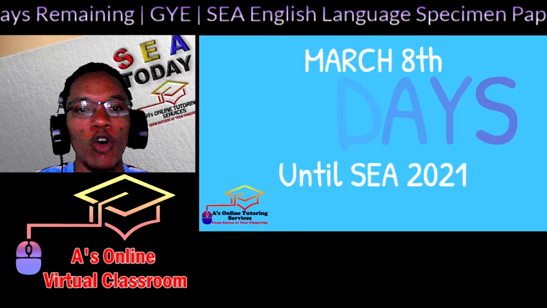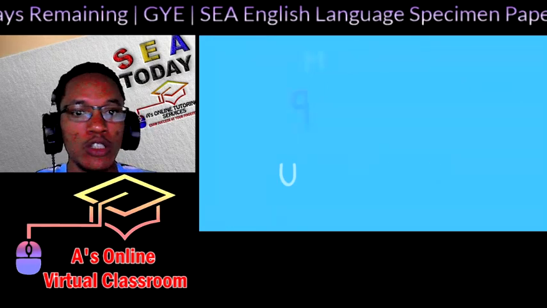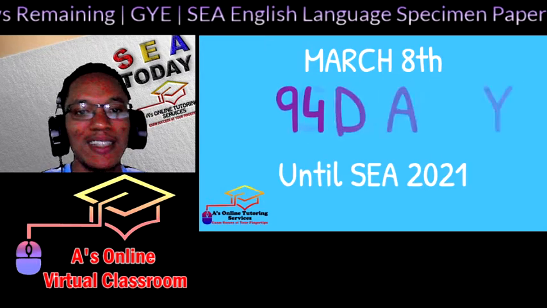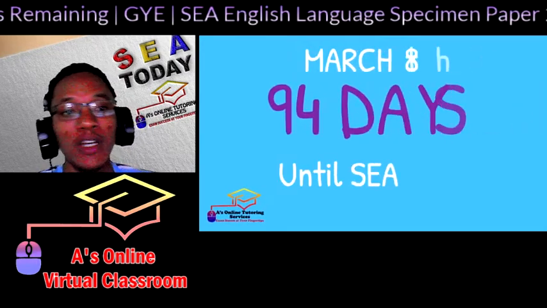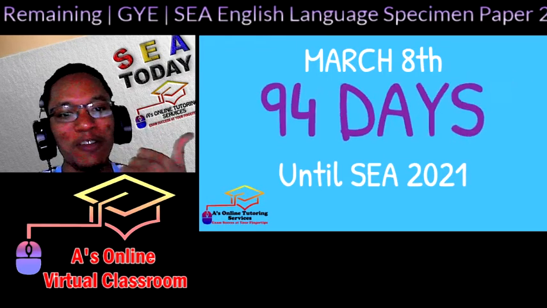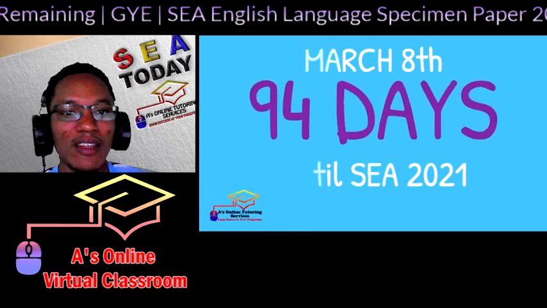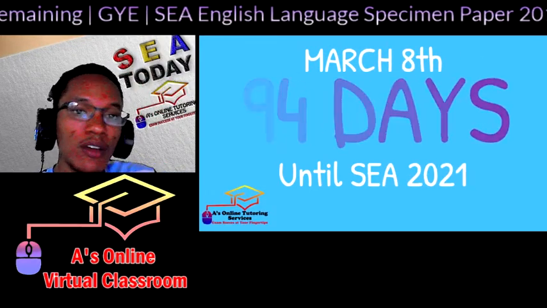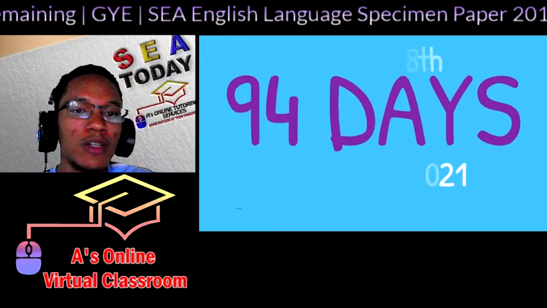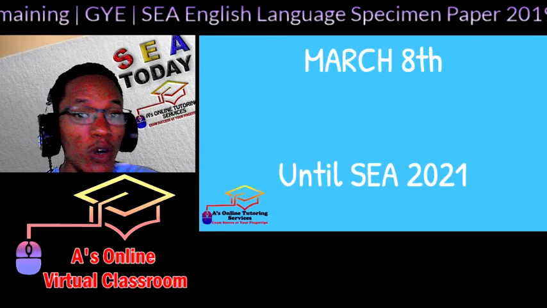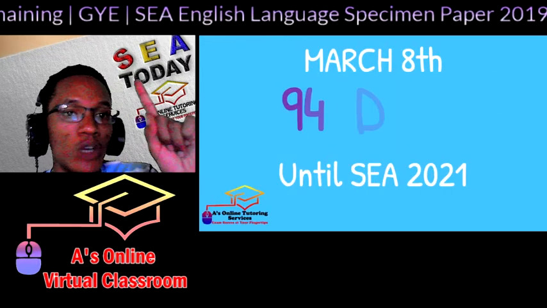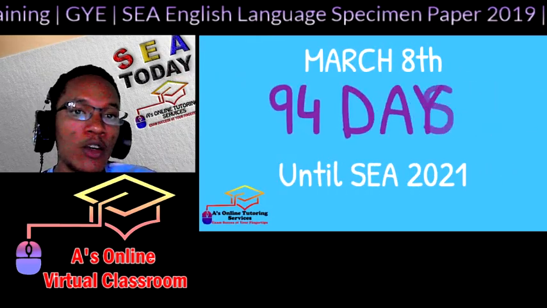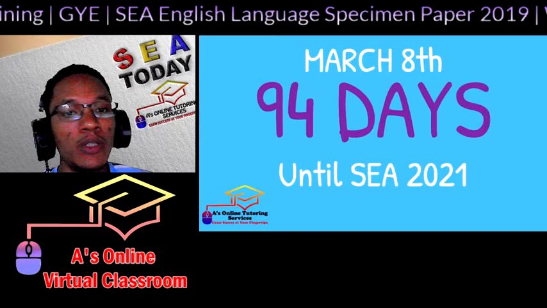To catch up, we have been on a journey to 100 days. It's a countdown of 100 days to SEA 2021, and we only have 94 more days left, as today is March 8th. If you haven't seen our week 1, we have completed specimen paper mathematics 2021. Make sure to check it out in the link right on top and get caught up with the amount of work that we've completed so far.